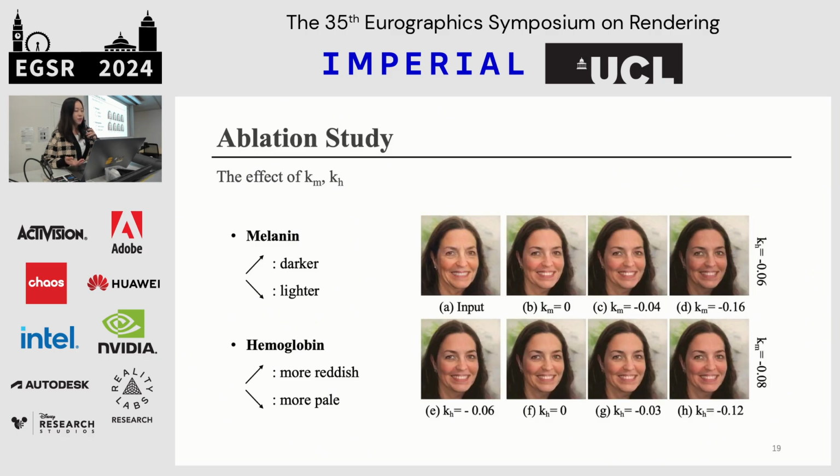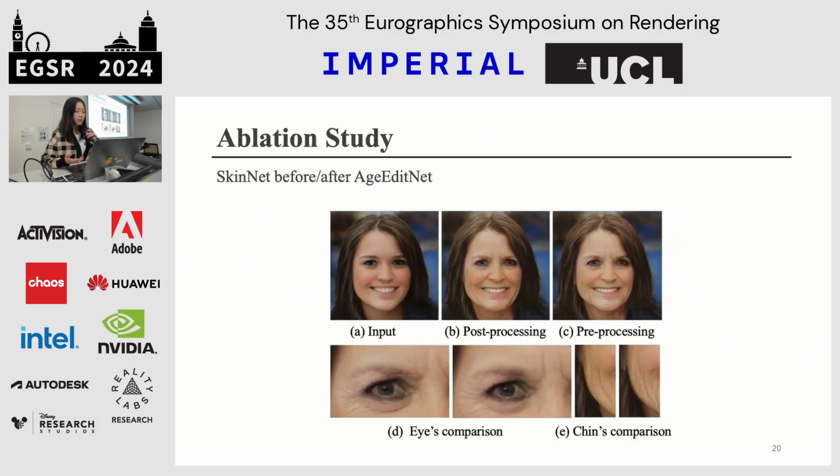In the top row, we fix the hemoglobin parameters. The faces become darker because of higher concentrations of melanin. And in the bottom row, we fix the melanin parameters, so the faces are becoming more reddish because of a higher concentration of hemoglobin.